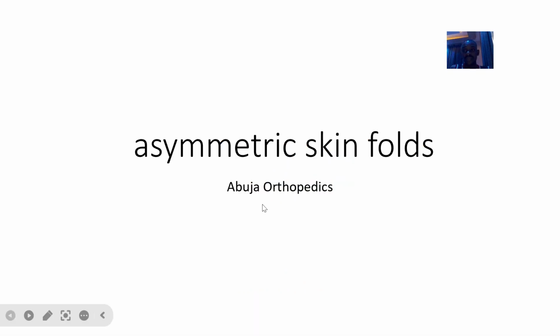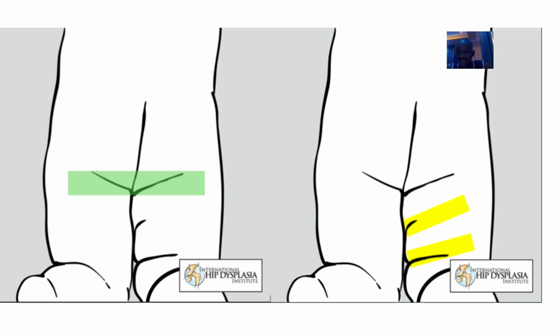So we're quickly trying to look at another concept as we continue discussing various issues in the lower limb. Now, this is what is known as asymmetric skin folds. So you have skin folds and they are not symmetric, they are not equal. You have two skin folds on one leg, one skin fold or no skin fold on the other leg.